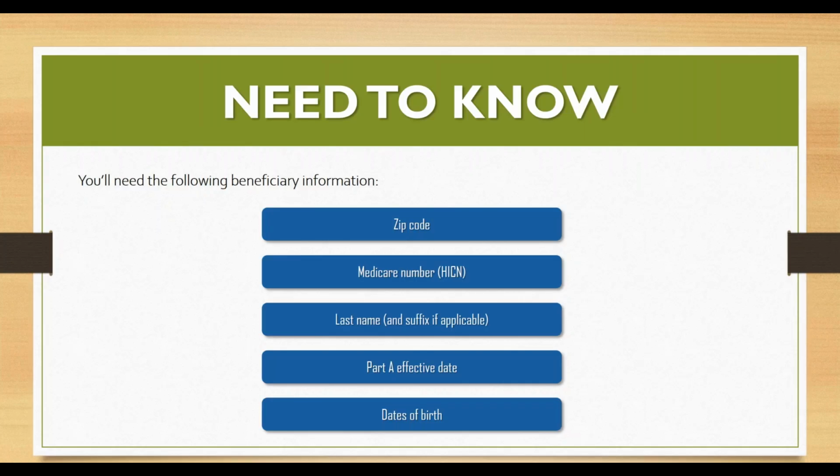Yeah, there's a few things that you're going to need to know. Like I said, you have to get this information from the beneficiary. It's going to be their zip code, their Medicare number, at least their last name, their Part A effective date, and date of birth.